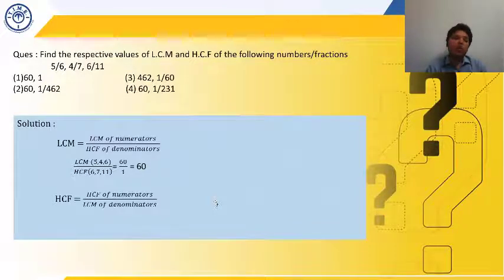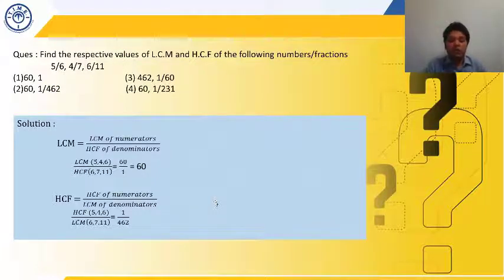Now we need to find the HCF of the fractions. The HCF of fractions is equal to the HCF of all the numerators divided by the LCM of all the denominators. So what are the numerators here? 5, 4 and 6. And what is the HCF of 5, 4 and 6? Nothing is common between all three of them. The HCF turns out to be 1.